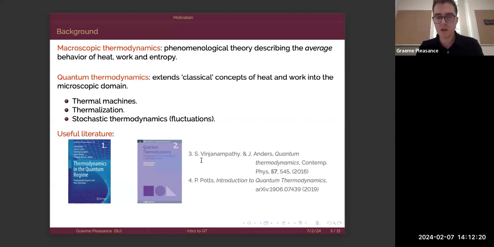And there are also these 2 review papers, or sorry, this first review paper by Sai Vinjanampathy and Janet Anders. This is, I think, one of the earliest reviews into quantum thermodynamics. And also this arXiv paper by Paul Potts, which is an introduction that focuses more on applications to thermal machines.